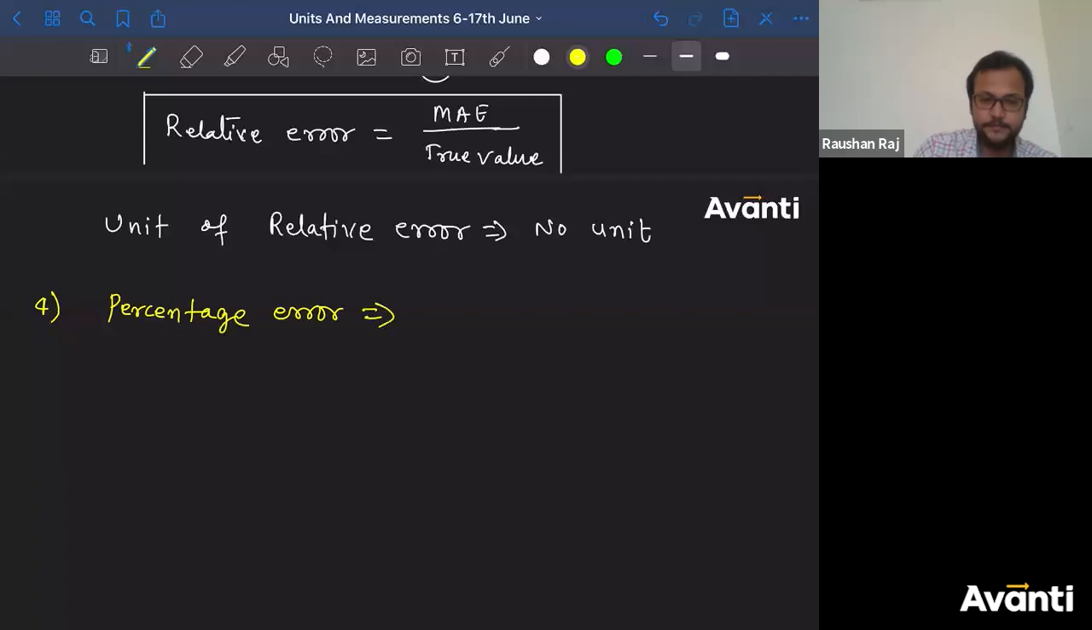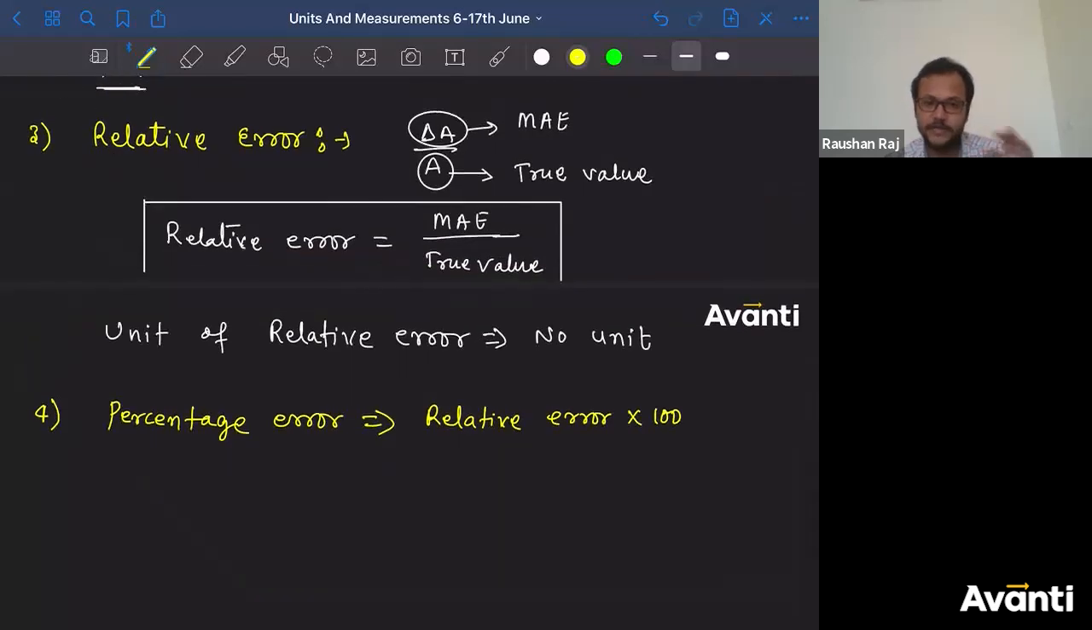What is percentage error? I'll simply say this is nothing but relative error into 100. Relative error into 100. That is the percentage. That's it. इसमें कुछ दिमाग लगाने की जरूरत नहीं है. So whatever the relative error that you're having, if you multiply by 100, you'll get the percentage error.